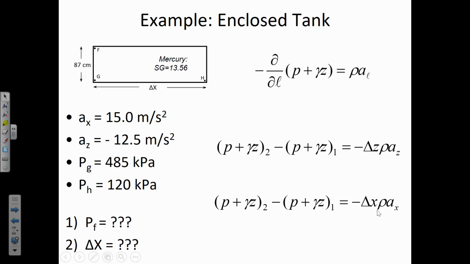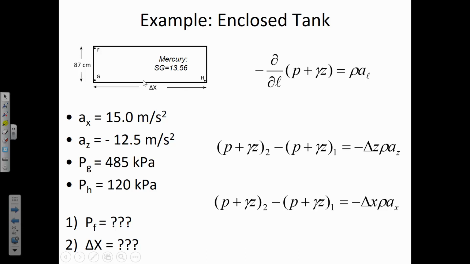So if we just look at what's going on here, we've got an enclosed tank. This time it has mercury, but that's fine. Euler's equation can work on water, gasoline, mercury. It can work on any fluid. We know that the height of this tank is 87 centimeters. We don't know the width of the tank. You'll notice that delta x, that dimension, is not given. So we don't know how far apart G and H are. But what we do know is the pressure at both of those locations.